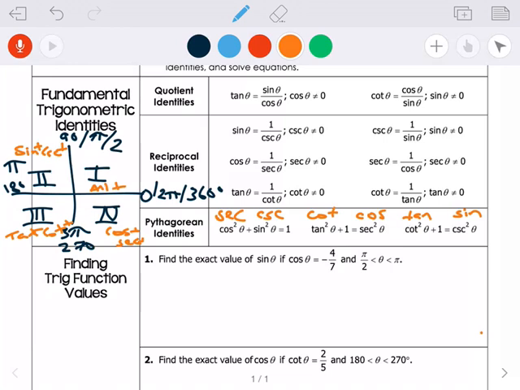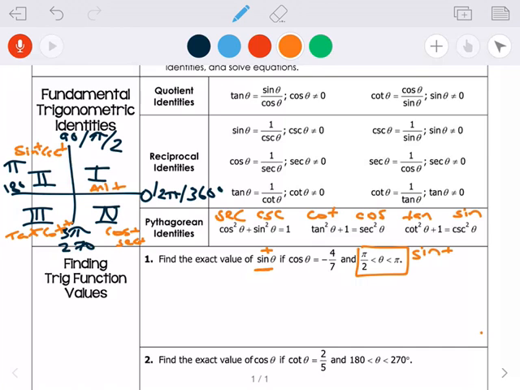So for number 1, we want to find the exact value of sine if cosine of theta equals negative 4/7. The condition is theta is between pi over 2 and pi. Well, between pi over 2 and pi is in quadrant 2. We're looking for sine. In quadrant 2, sine is positive. So let's just keep note that our final answer should be positive because of that condition. That condition means that sine is positive in that quadrant. That's all it's telling us.